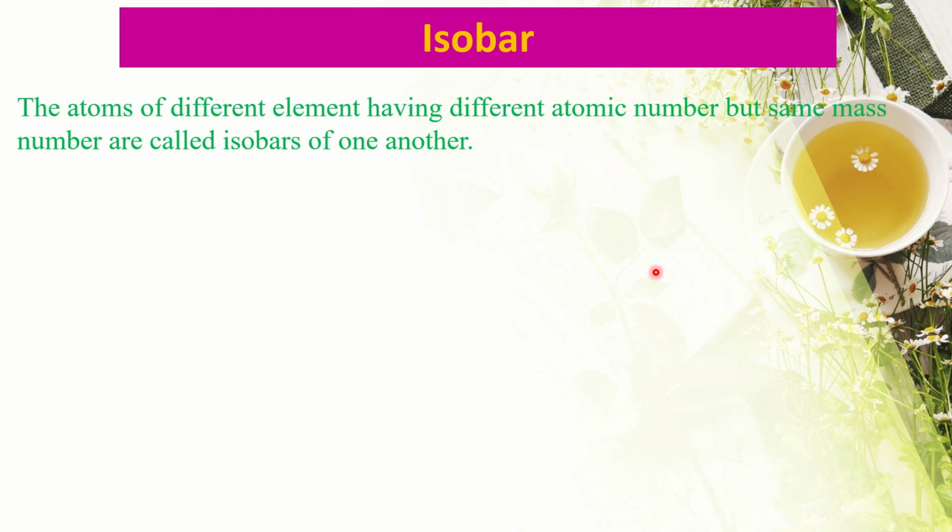Now, along with isotopes, two other terms will come. These are isobar and isotone. What is an isobar? Isobars are atoms of different elements, obviously different elements because their atomic numbers are different. But why are they isobars? Because their mass number is the same. That means atoms of different elements having the same mass number are called isobars of one another.